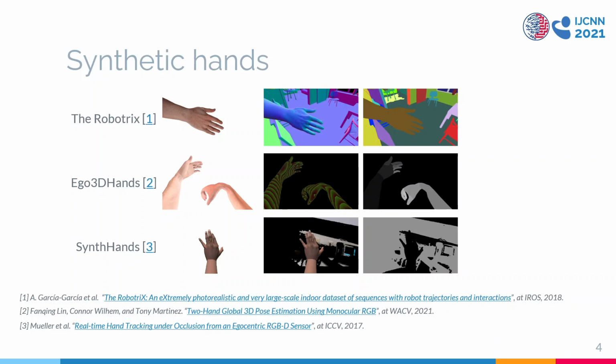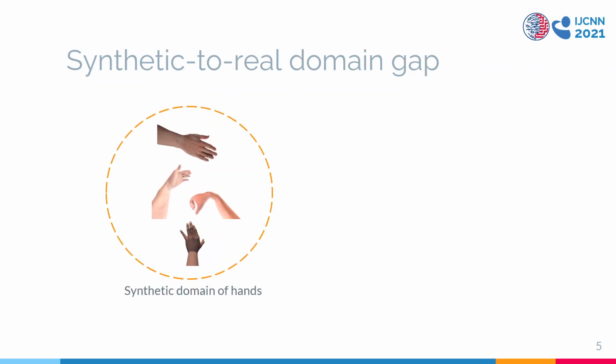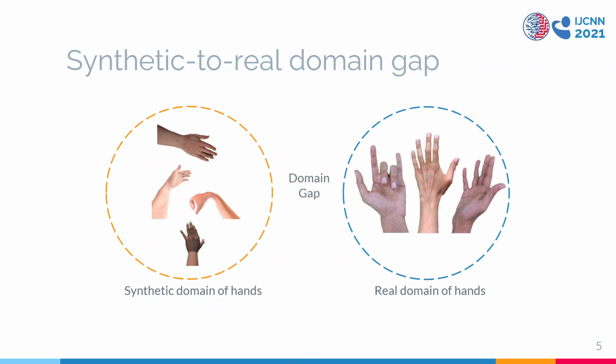So, why not train a model exclusively on synthetic hands? At a distribution level, there is a clear distinction between the synthetic and real domain of hands. This is what we call synthetic to real domain gap. It is the reason that models trained exclusively on synthetic data commonly exhibit generalization issues in the real domain. Our goal is to bridge the two domains.